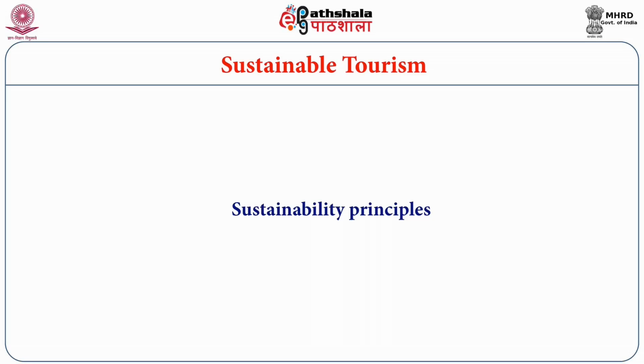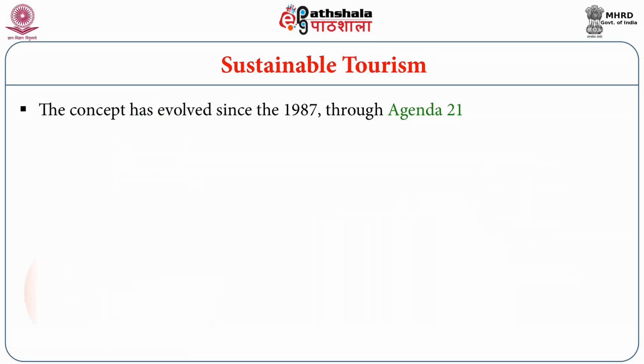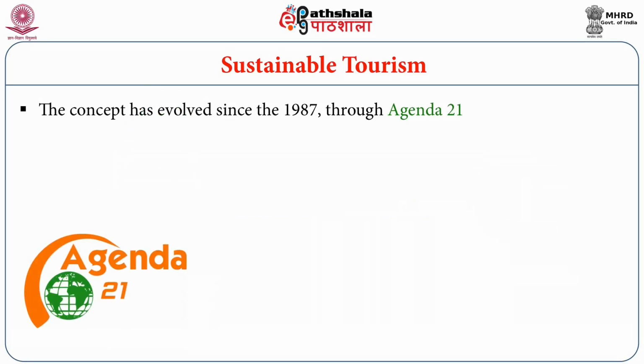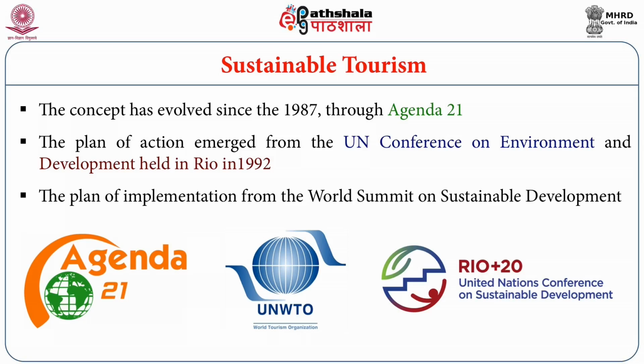Then, coming to the sustainable tourism principles, sustainability principles refer to the environmental, economic and socio-cultural aspects of tourism. The concept has evolved since 1987, through Agenda 21, the plan of action that emerged from the United Nations Conference on Environment and Development held in Rio in 1992, and the plan of implementation from the World Summit on Sustainable Development. Basically, this concept has been emerging for the past 50 years, with its origin in the 1970s, and during the Rio conference they insisted on sustainable development.